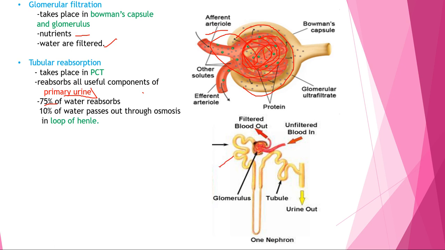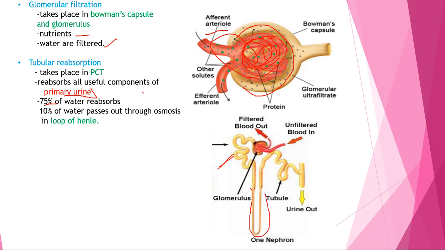So what happens here? The remaining parts such as glucose, amino acids, vitamin C, potassium, calcium, sodium and chlorides are also reabsorbed in this proximal convoluted tubule. If you see the diagram, this is the proximal convoluted tubule. From this proximal convoluted tubule, the filtrate enters into a U-shaped structure called the loop of Henle.